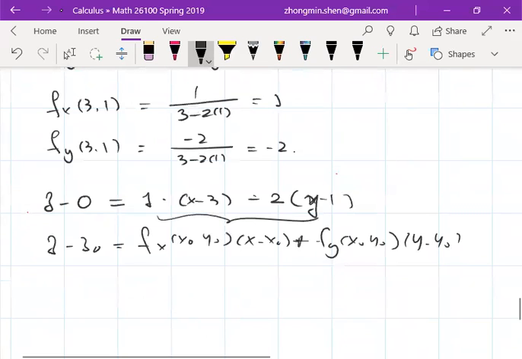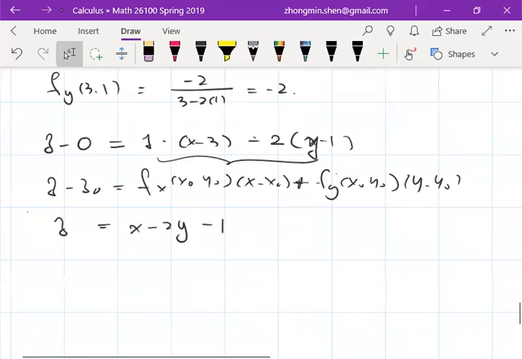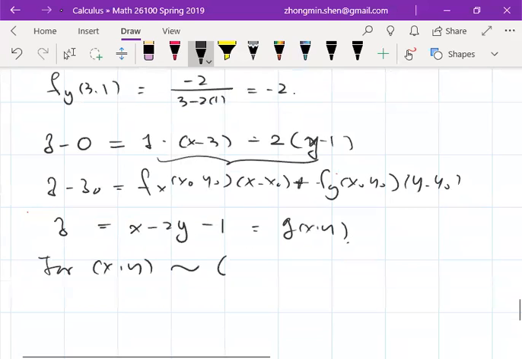Minus? No, it's positive. I moved it to the one side. So z is equal to x minus 2y, and minus 3 plus 2, so it's minus 1. So this is a linear function for the graph of the tangent, for the tangent line. I can also say that this is z, this is g of x, y. So for x and y close to 3 and 1, f of x, y should be close to this linear function.